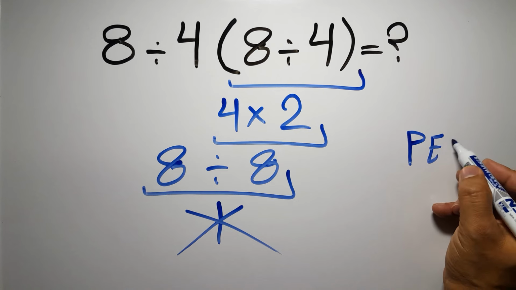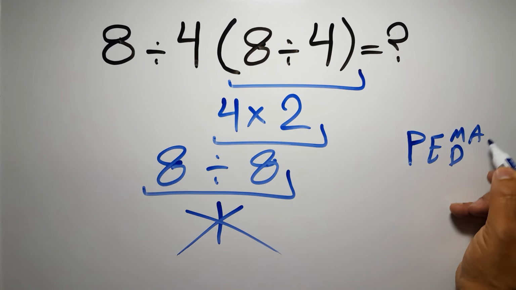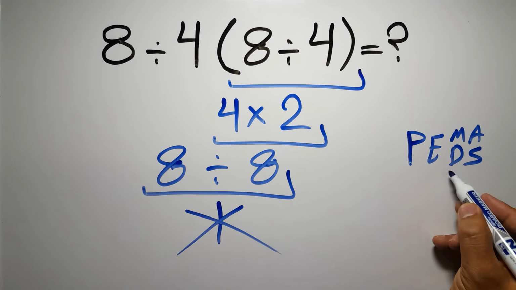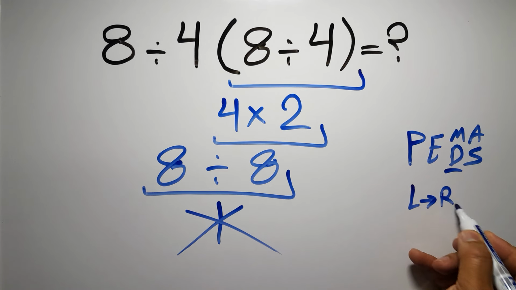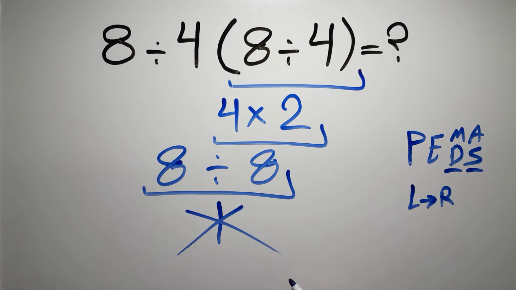parentheses, then exponents, then multiplication or division, and finally addition or subtraction. Remember that multiplication and division have equal priority and we have to work from left to right. And the same applies to addition and subtraction.